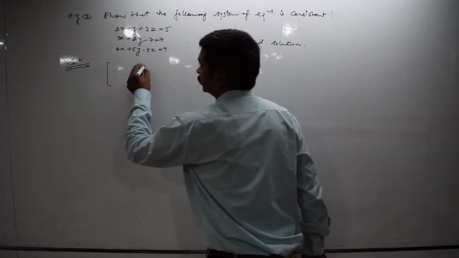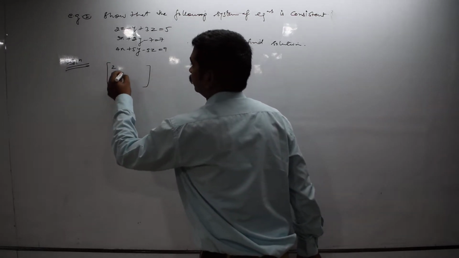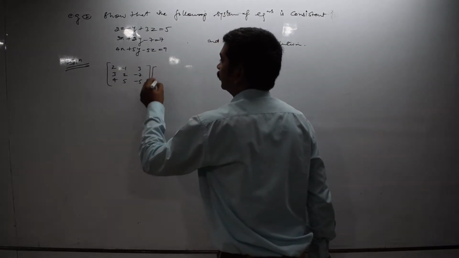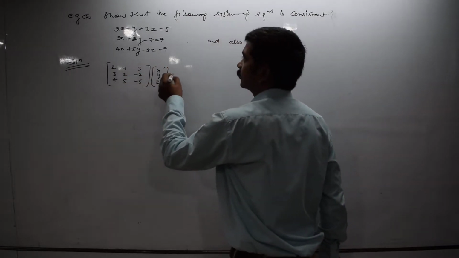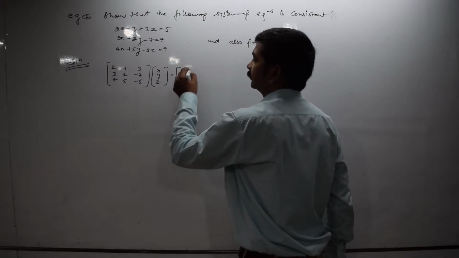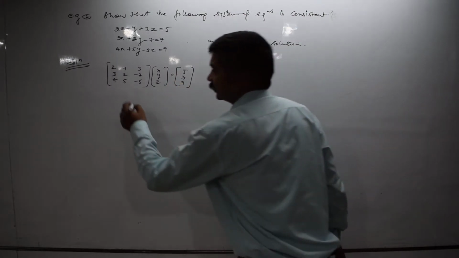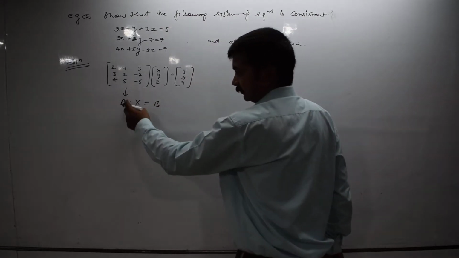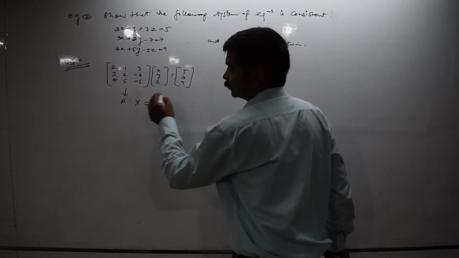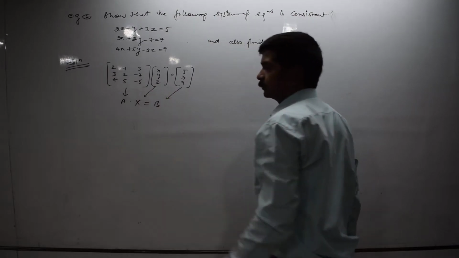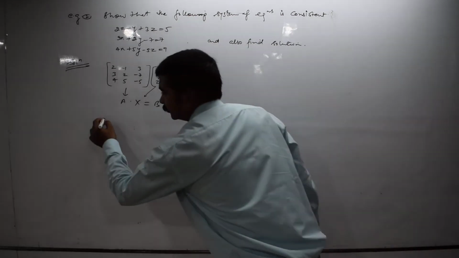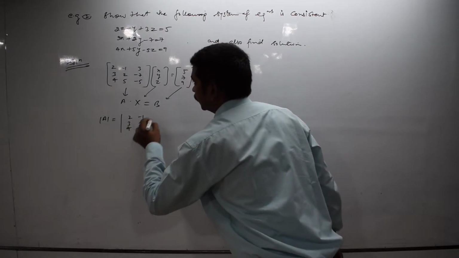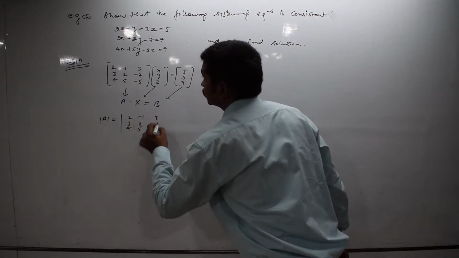So this will be the matrix with rows 2, minus 1, 3; 3, 2, minus 1; 4, 5, 5, times x, y, z, equals 5, 7, 9. So this is A X equals B, where this is matrix X and this is matrix B. Now we find the determinant of matrix A.